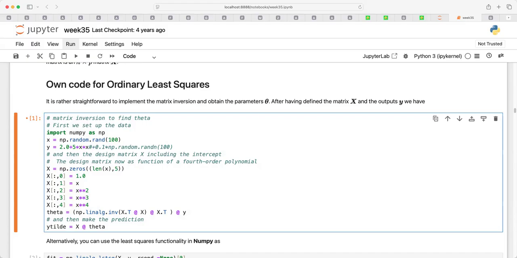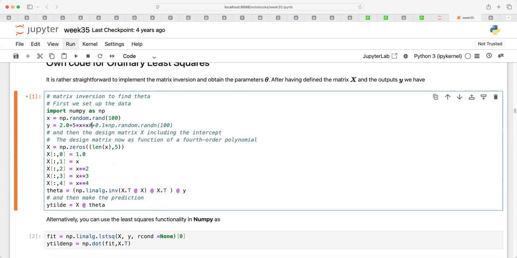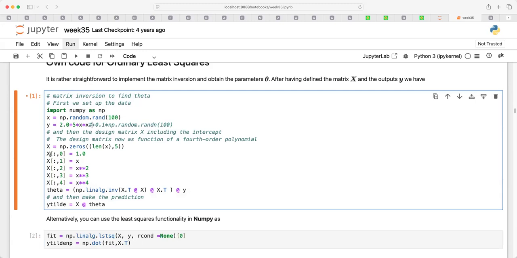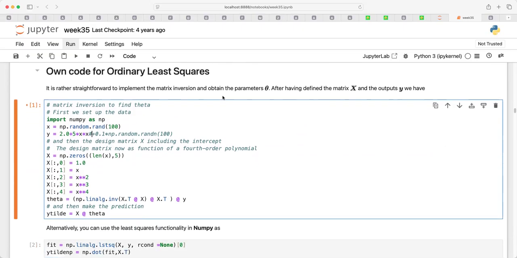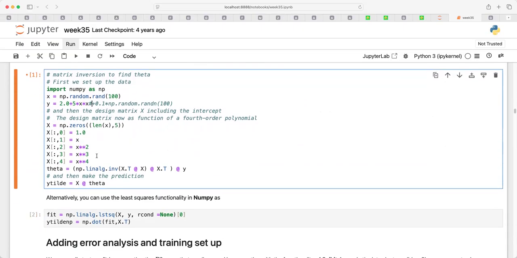So what you see now is that I am defining my design matrix. This is the first column, and this is just one. The second column is x, the vector x. The third column is x squared, because we are trying to implement this model. This is my model, you see the y tilde. Then this is the third order part, and this is the fourth order part. And this sets up the matrix X.